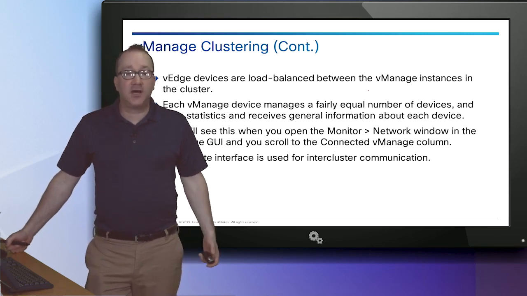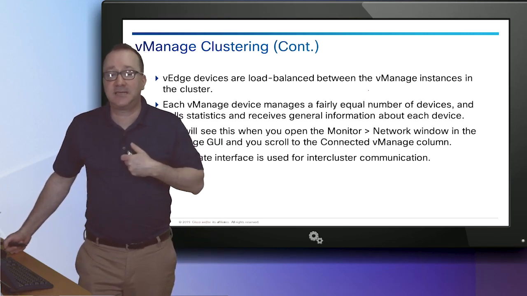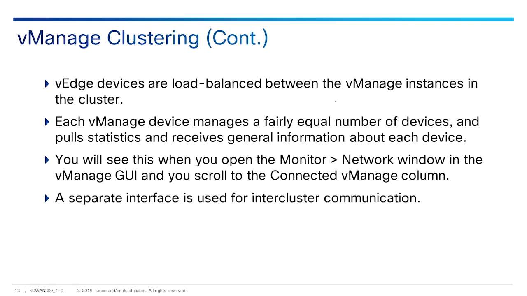Okay? So because so much information is shared between the devices, a separate interface is used for inter-cluster communication. Don't attempt to use the same interface for the cluster and for the control connections to the other devices. Also, the latency between the devices must be very low, and the interface must be in VPN 0. Okay?